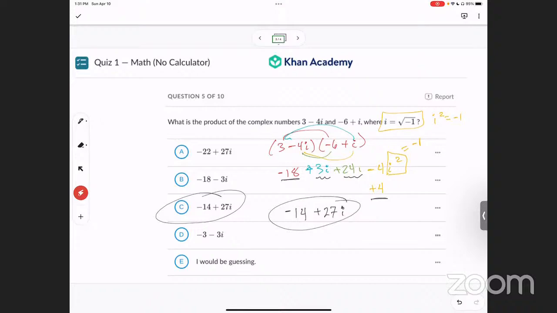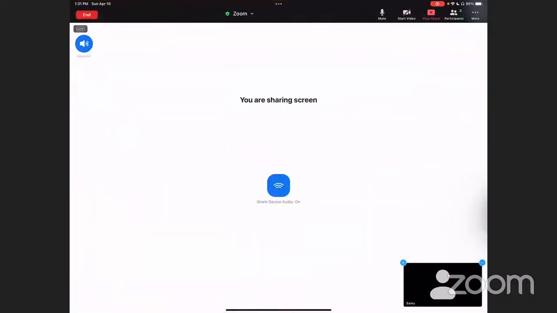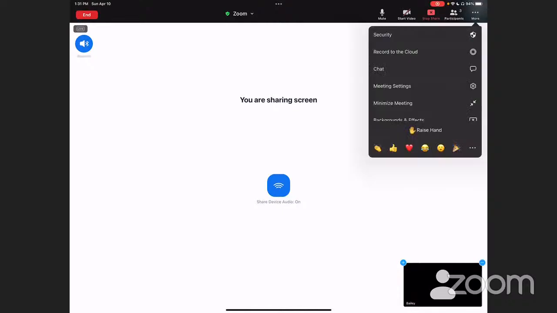That's the simplified version. Make sense? It does. So go ahead and practice those other things on your own, and keep adding questions to the Jamboard, and we'll go over them.